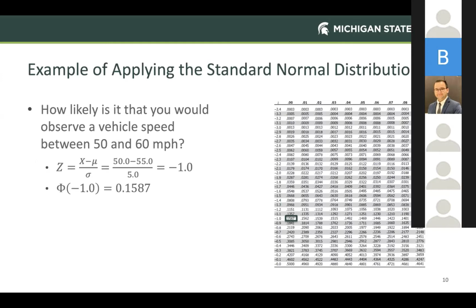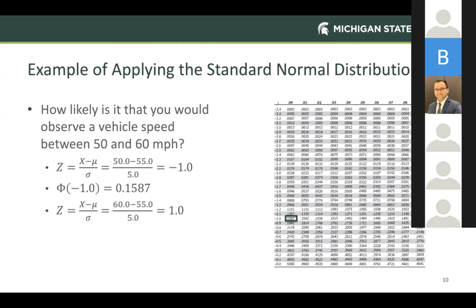And so that gets us part of the way to where we want to be here, but we're not interested in values that are less than 50 miles per hour. We're interested in values that are greater than 50 and also less than 60. So the next step here, we take that 60 mile per hour observation, we subtract off the mean of 55, divide by the standard deviation, and now we're 1 standard deviation above the mean.